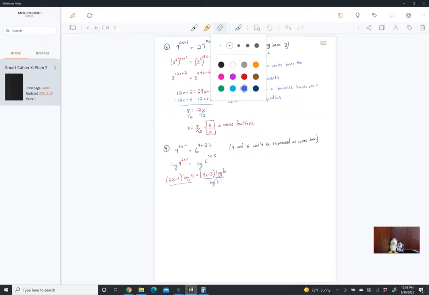It goes away on this side. Divide this side by log of 6. And log of 4 over log 6 is equal to 0.77.